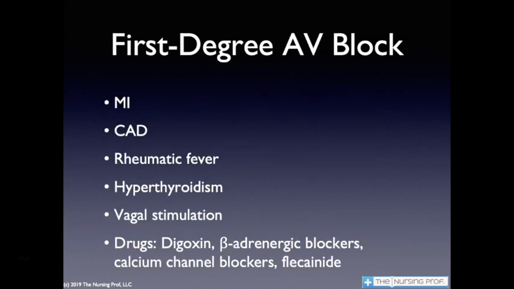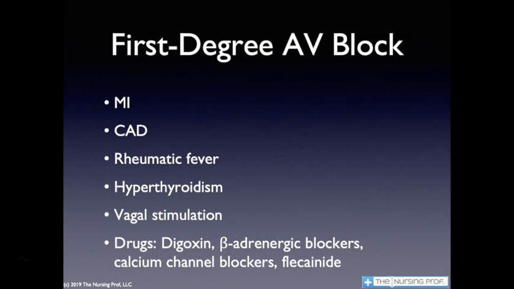So what can cause a first-degree block? Well, it could be MI, it could be coronary artery disease, but some people, and especially in asthmatics, we see a lot of first-degree blocks that are totally benign. It doesn't mean anything for them. It's just kind of a function of asthma.